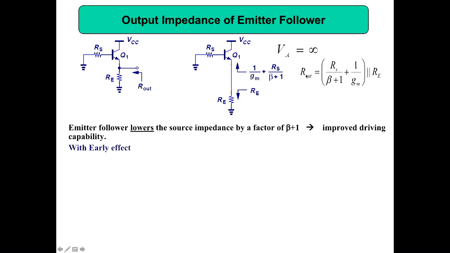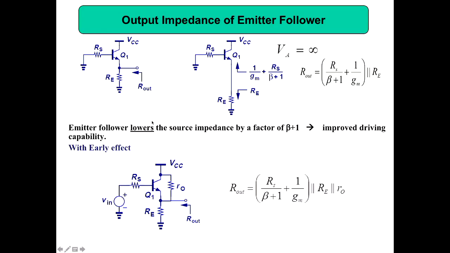That is the reason we discussed R out. When you see from here, when you have this RS, when there is no early effect, you get 1 by gm plus rs by beta. So your source impedance is reduced by beta plus 1, improving the driving capability. Then with early effect, the only difference is we take into account ro, then still rs by beta plus 1. Your source impedance is decreased, plus 1 by gm parallel re parallel ro. So that is an emitter follower.